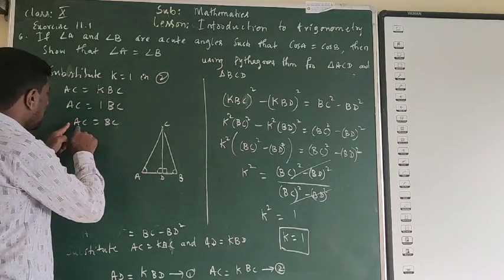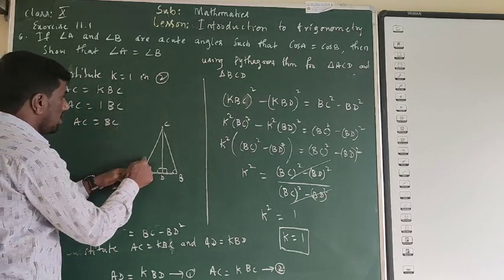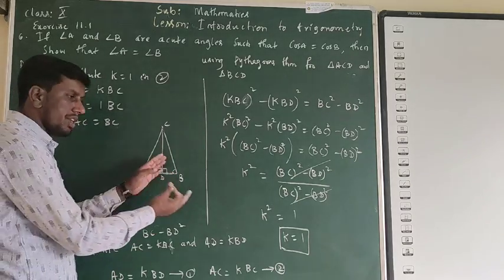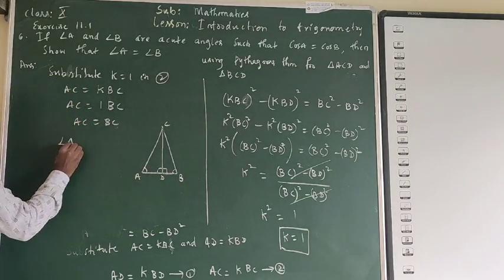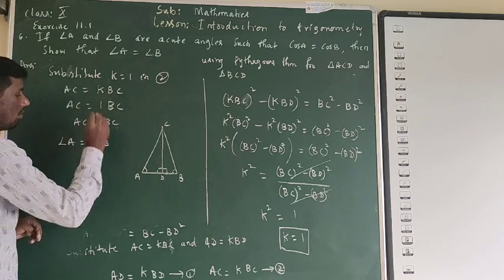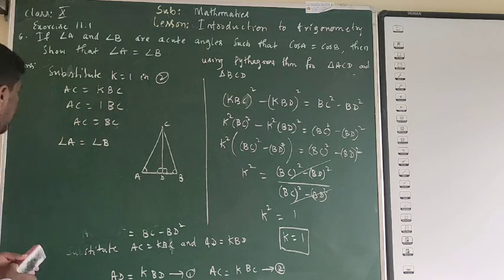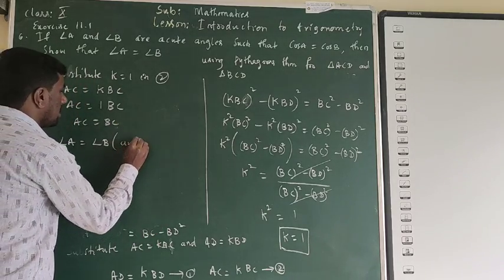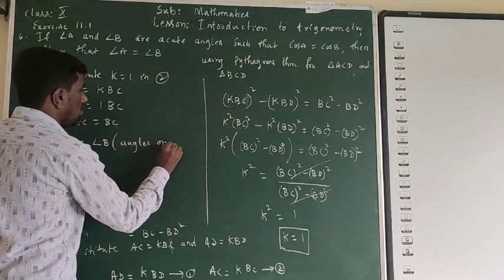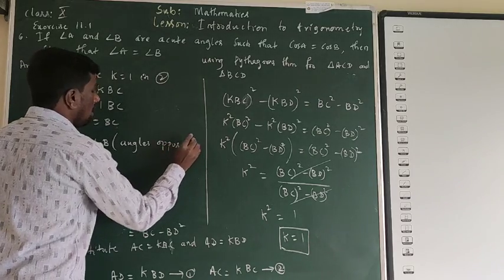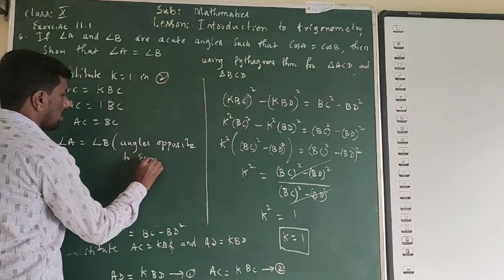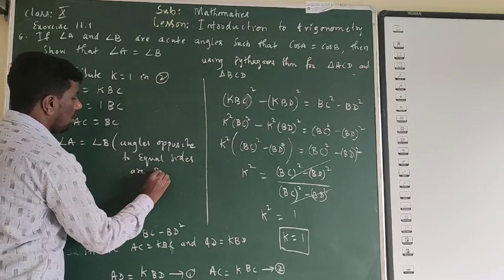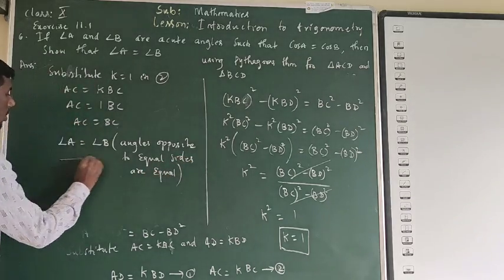So you can observe that we have concluded that AC is equal to BC. That means angle B is equal to angle A. Angles opposite to equal sides are equal. That means angle A is equal to angle B. So in the bracket you can write, angles opposite to equal sides are equal.